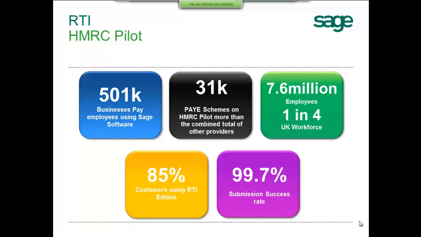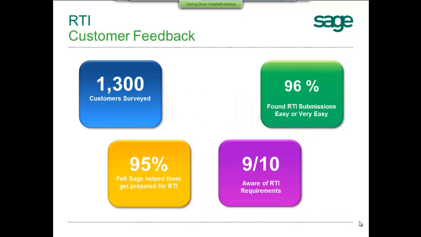So, RTI progress on the HMRC pilot: we learned a tremendous amount, including just over 500,000 businesses paying employees using Sage software on the pilot, which equates to just over 7.6 million employees, 1 in 4 of the UK workforce. On the pilot, we had 31,000 schemes, which was more than the combined total of other providers, so that was good. And throughout the pilot, a 99.7% submission success rate, which was also very reassuring that things are going absolutely right.